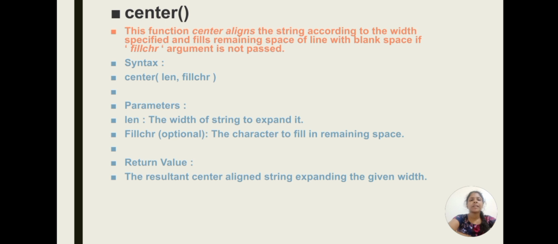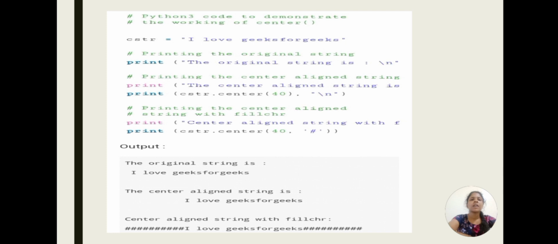Parameters. len, the width of the string to expand it. fillchr, which is optional, the character to fill in the remaining space. Return value: the resultant center aligned string expanding the given width. Here we can see the example of center and also the output.